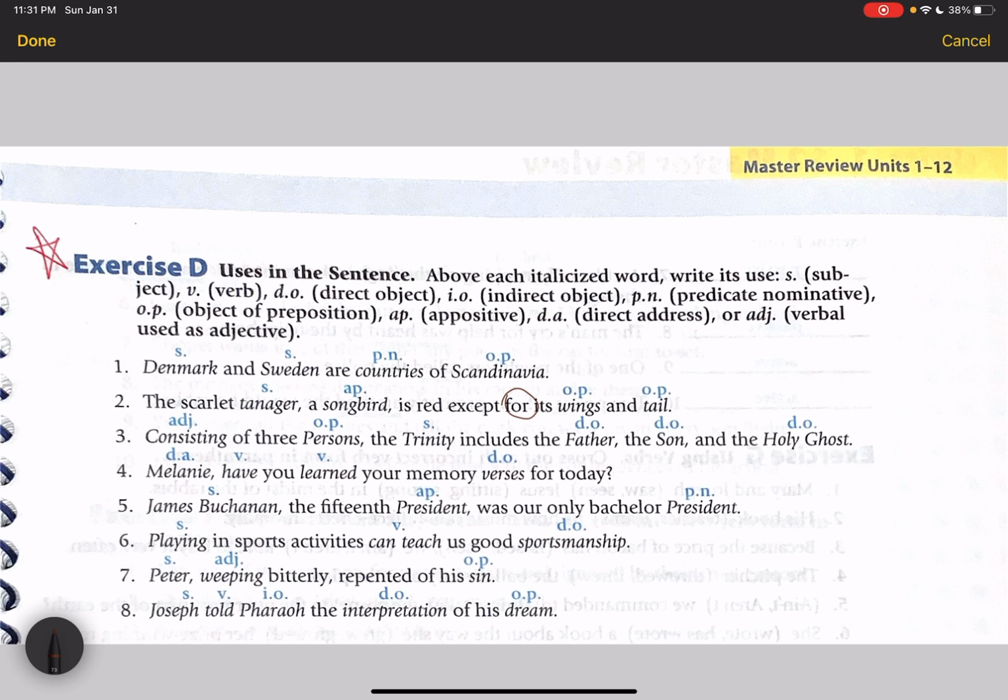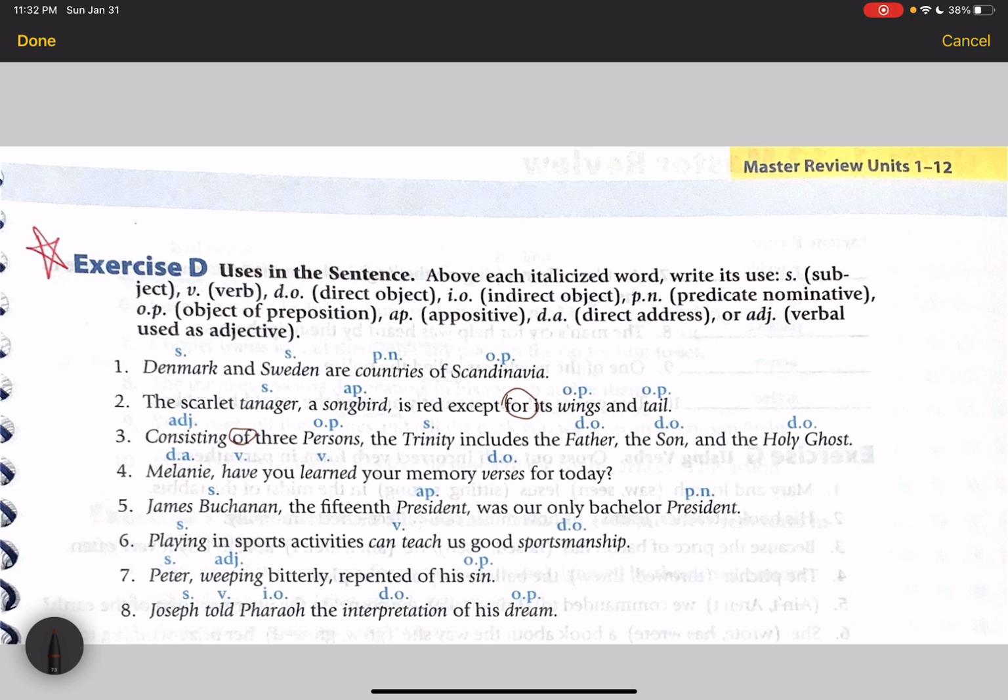We'll do one more. Consisting of 3 persons, the Trinity includes the Father, the Son, and the Holy Ghost. So, consisting here is a participle. I'm doing my Latin. It's a verbal used as an adjective describing the persons. Or rather, describing the Trinity. So, consisting is an adjective. Consisting of 3 persons. Here we have an object of the preposition of, and so we label that OP.